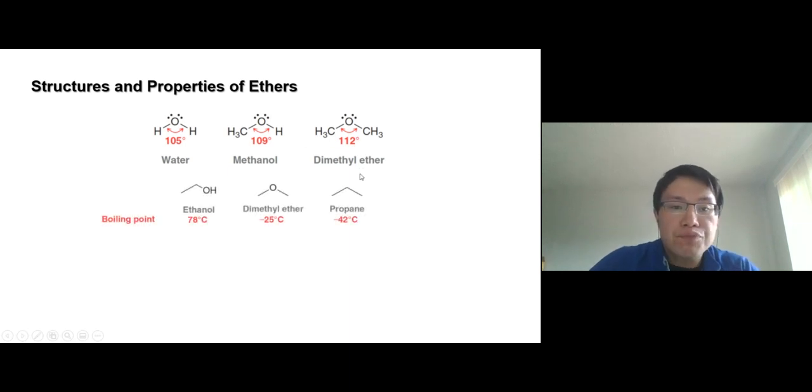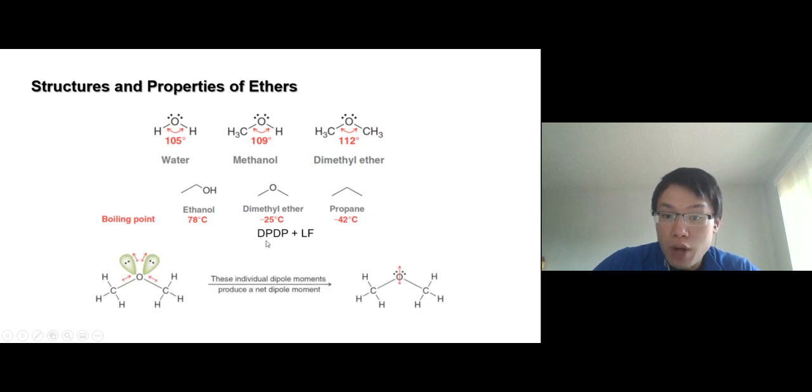Okay. The boiling point of ether is somewhere between ethanol and propane. Ethanol is an alcohol, and you guys know its boiling point came from hydrogen bonding. Propane has nothing except London forces, right? Dimethyl ether is somewhere in between because it has a dipole and the London forces. So look at that. The polarity or dipole moment points up to the oxygen right there.